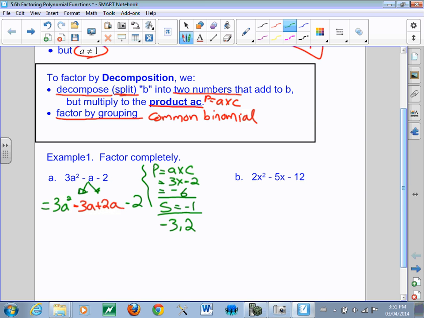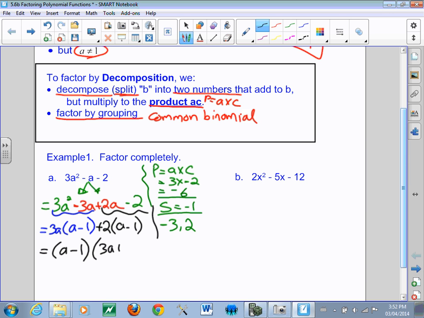If you were to combine these two terms, you've kept this equation balanced because they do equal negative a. Then what we're going to do is called factor by grouping. So you look at the first two. What's common? A 3 and an a. So you take out 3a. What's left over is a minus 1. Look at your last two. What's common is a plus 2. So what's left over? A minus 1. Now once you've got your factor by grouping, collect your common binomial, which is a minus 1, and your leftover is 3a plus 2.